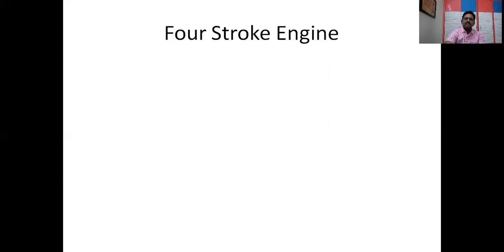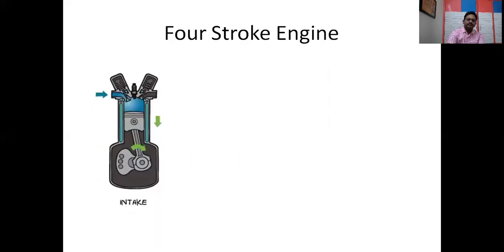So what are these 4 strokes, I will explain one by one. While explaining these strokes, simultaneously I will explain what happens in a petrol engine and what happens in a diesel engine. So first, the intake stroke, which is also called the suction stroke. As we have seen the main parts, in a petrol engine you will have a spark plug, and for a diesel engine you will have a fuel injector. That is the difference.